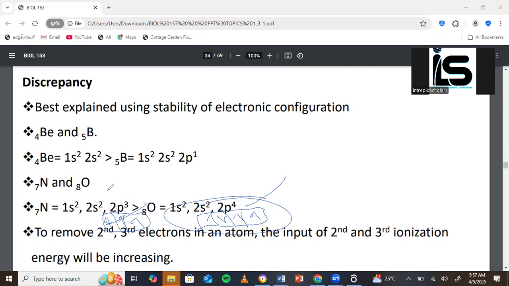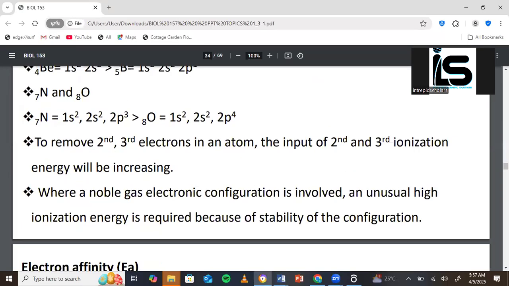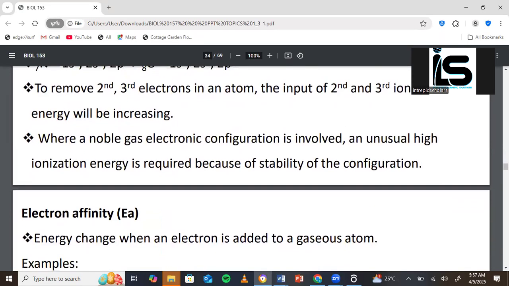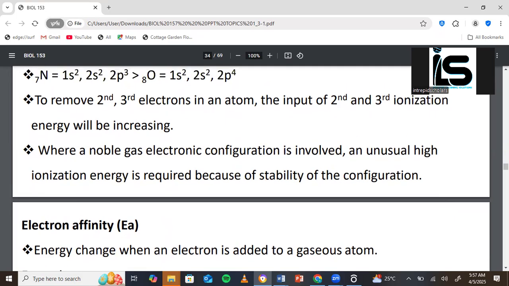So you realize that the ionization energy for nitrogen is higher than that of oxygen, even though oxygen has a smaller size. That is because you are removing an electron from a half-filled orbital, which requires more energy because the half-filled orbital is more stable. Very important to note. Now we are saying to remove the second and third electron in the atom, the input of second and third ionization energy will be increasing.